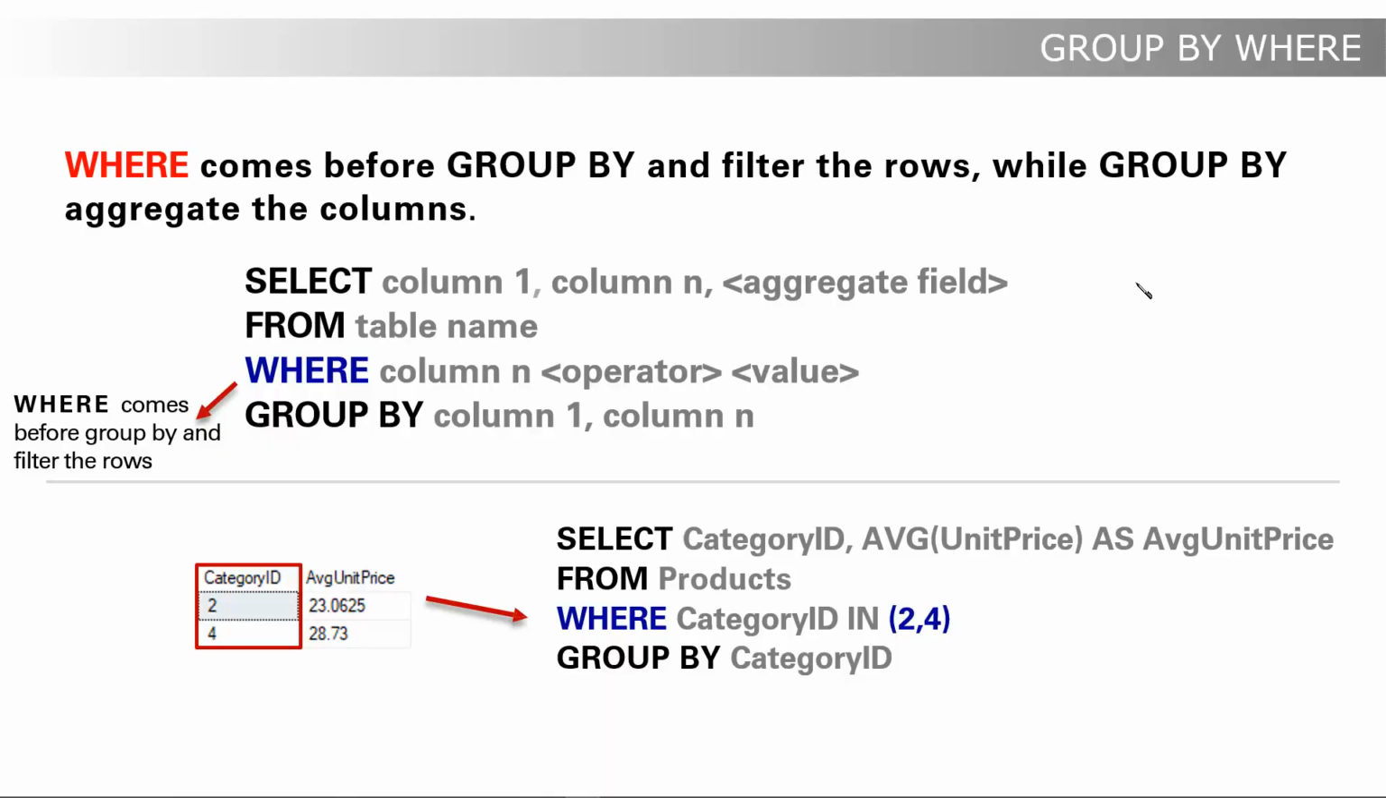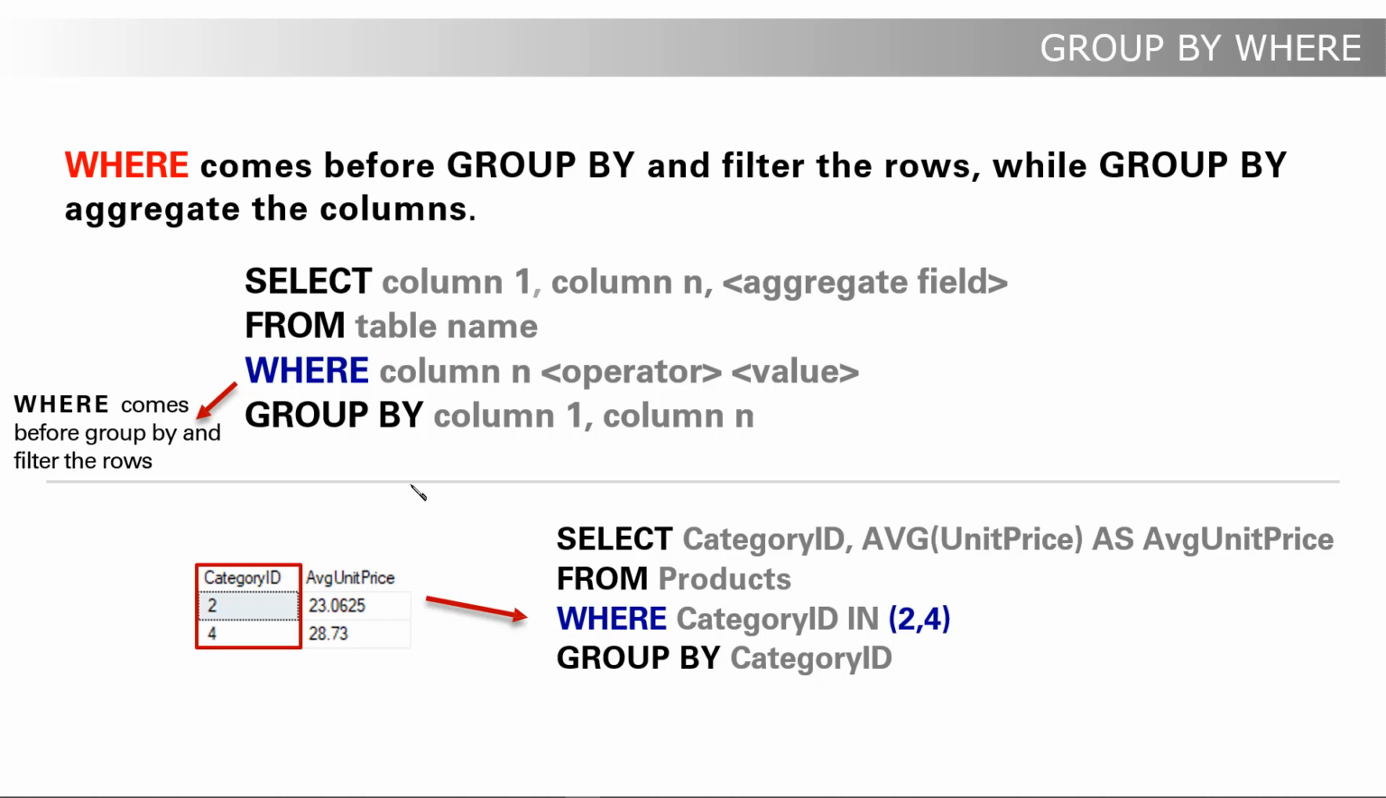In this lesson, we will learn about the WHERE when putting it in the GROUP BY structure. The WHERE comes before the GROUP BY and filters the rows, while GROUP BY aggregates the columns.